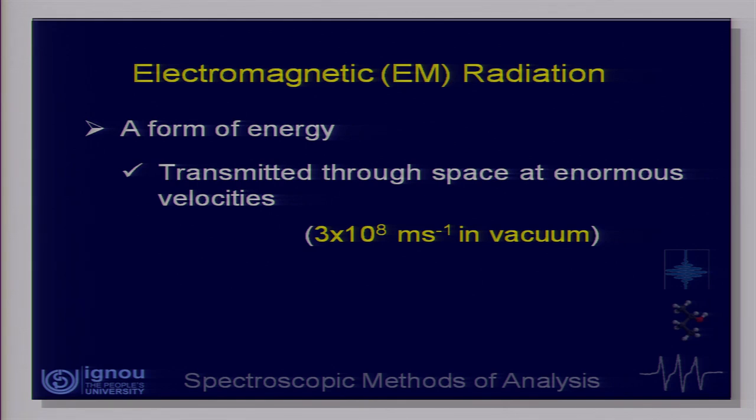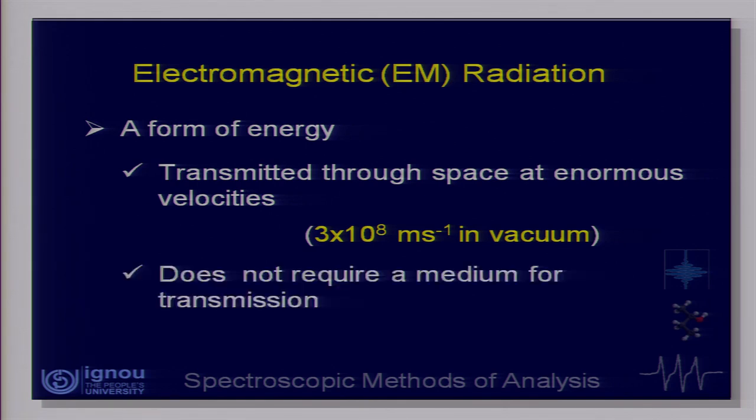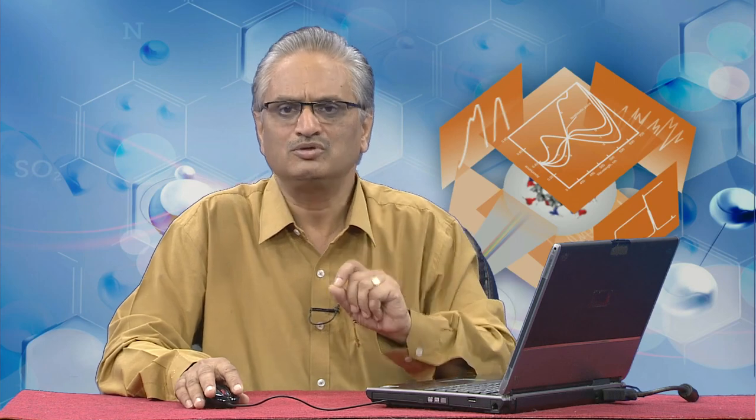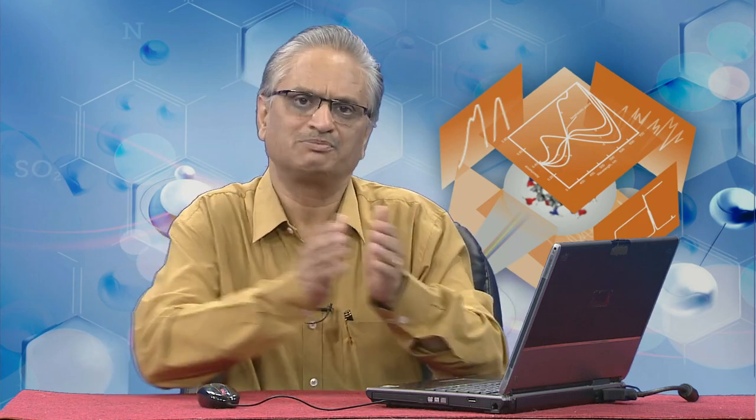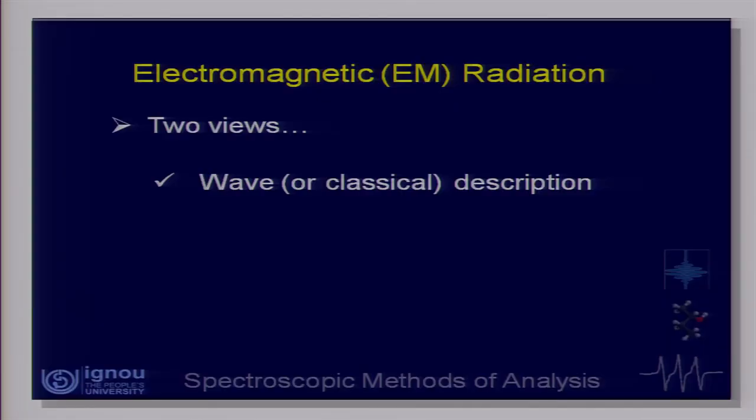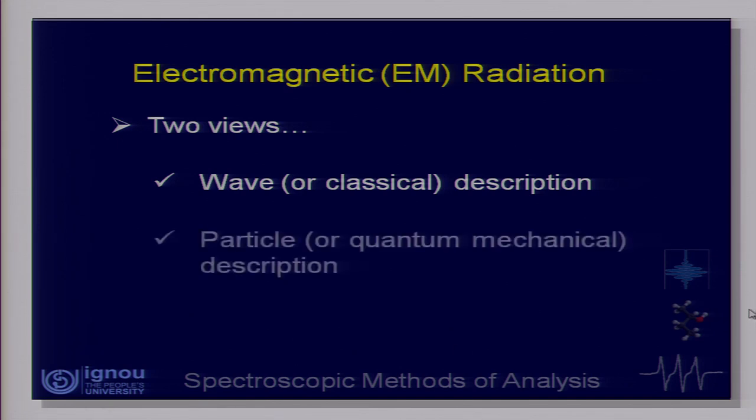Further, a very important characteristic of EM radiation is that it does not need any medium for transmission. Though a medium does affect it, it is not essential to have a medium because it can transmit through vacuum as well. Now, if you look into the historical perspective on electromagnetic radiation, essentially there are 2 descriptions of EM radiation. One is the classical description or the wave description, and the second is the quantum mechanical or the particle description. We recognize EM radiation more often than not in terms of the wave description or the classical description.